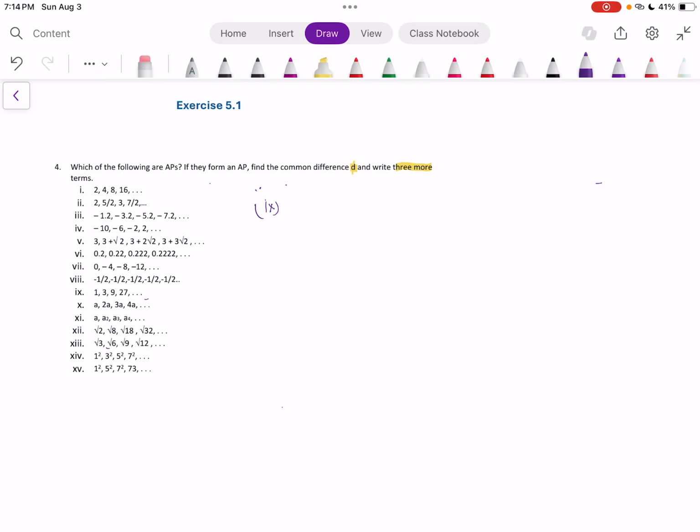Ninth, 1, 3, 9, 27. So D is 3 minus 1, which is 2. D, 9 minus 3, is 6. Oops, not an AP.